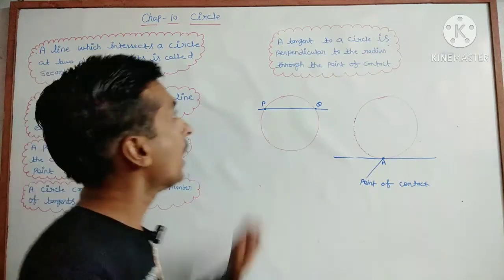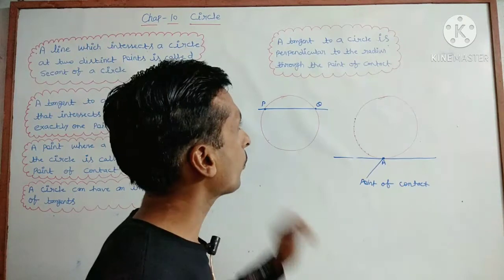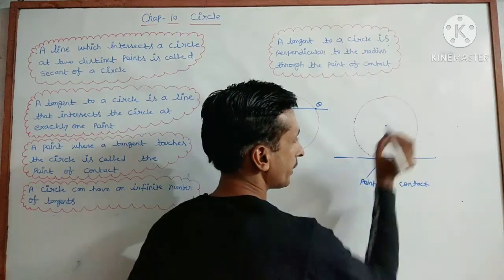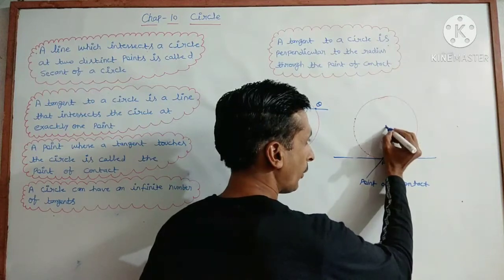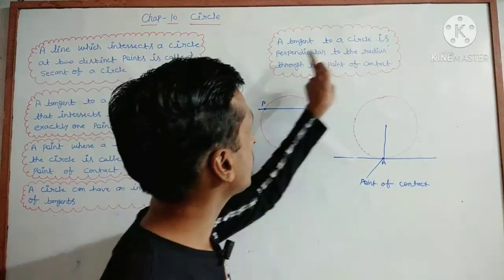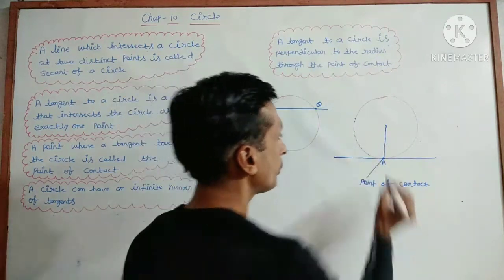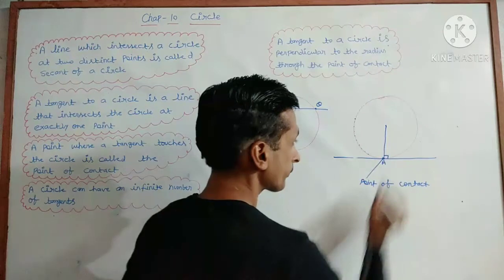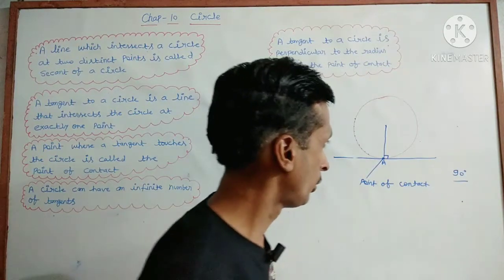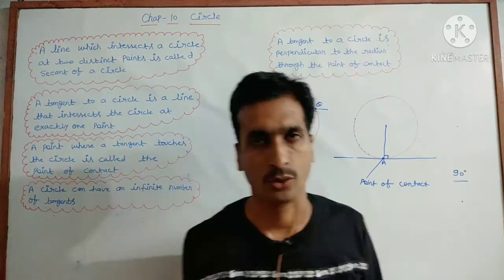Next point, a tangent to a circle is perpendicular to the radius through the point of contact. If you have the center and join the center to the point of contact, the tangent to a circle is perpendicular to the radius through the point of contact. So this one is perpendicular, that means it makes a 90 degree angle. So this is the concept, and we will start question number one.